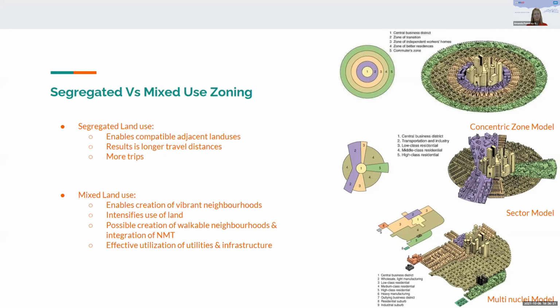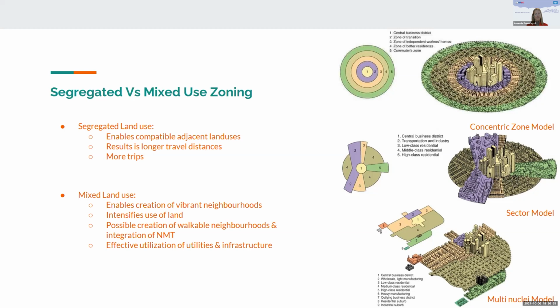Now, if you look at the characteristics of segregated land use, it does enable us to ensure that we have compatible adjacent land uses, so that there are no discrepancies or contradictions with neighboring land uses. But it does result in longer travel distances because people would be living further away from their place of work. More trips are required for everybody because things are concentrated in one area, whether it is economic, job locations or whatever.